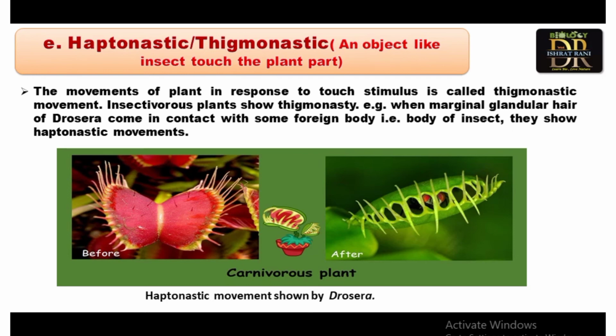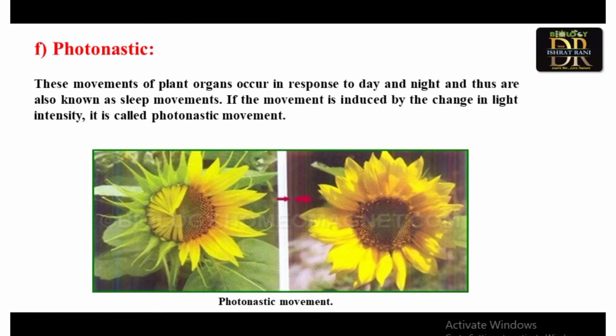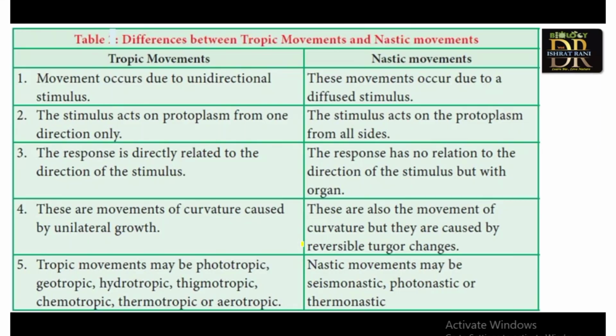Thigmotropism and thigmonastic. Here is photonastic, a type of movement in which, due to day and night, the plant shows a sleep movement or opens its leaves. You can observe the flower of the sunflower showing the movement in which the petals are closed because of the light. When the sunlight is exposed to these petals, they will open, just like here. So this type of movement is known as photonastic.